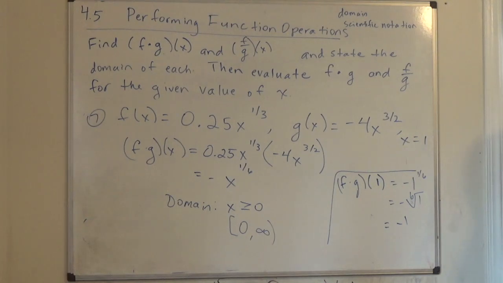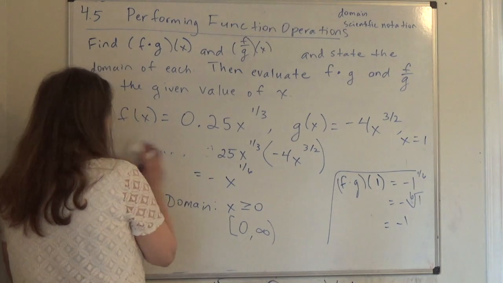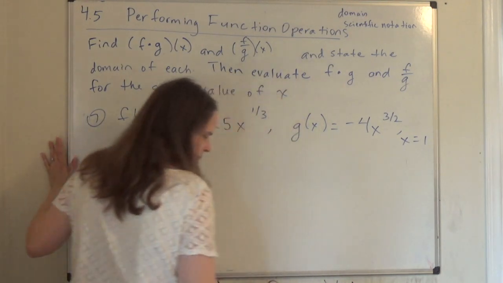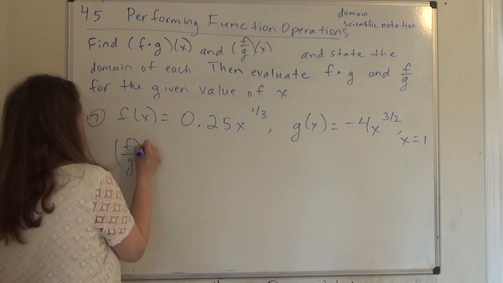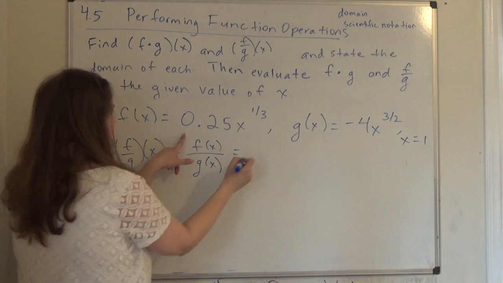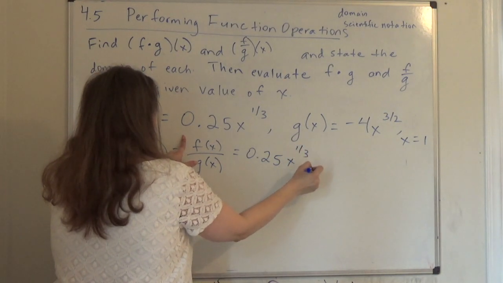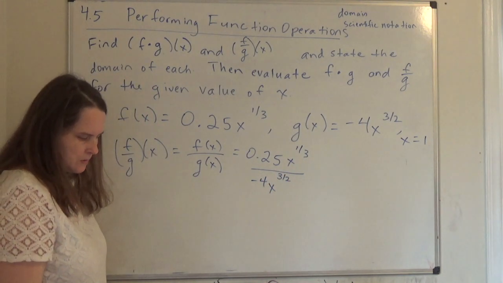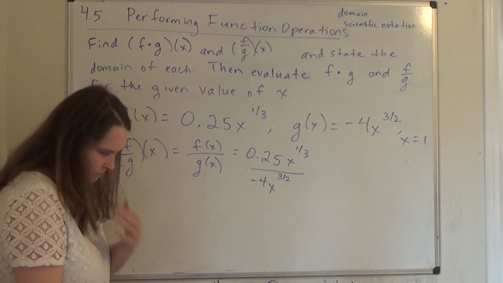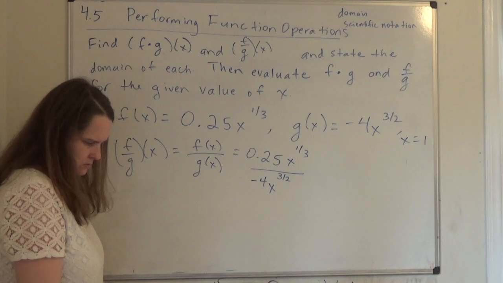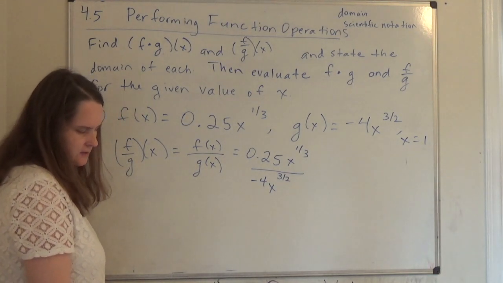Okay? And then we do the same thing for the division. So f divided by g of x. That means you're going to do f of x divided by g of x. So you're going to do 0.25 x to the 1/3 power divided by negative 4x to the 3/2 power. Simplify that. 0.25 divided by negative 4 is actually negative 1/16.